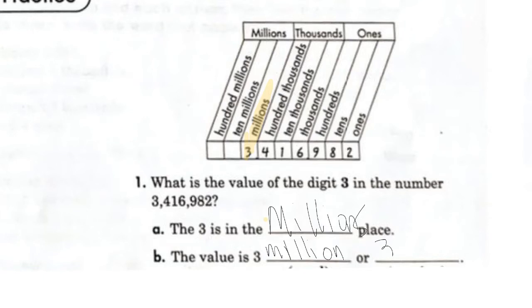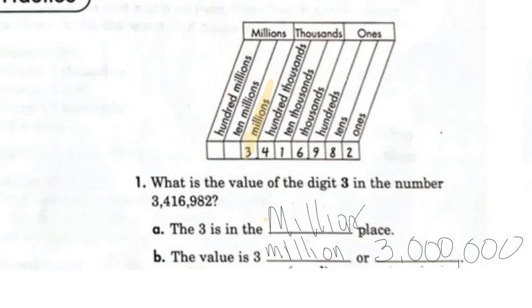or 3, and then everything else is 0. So 3 million is a 3 followed by 6 zeros. So notice that my answer ran over the end. That's fine. Just make it as legible as possible.